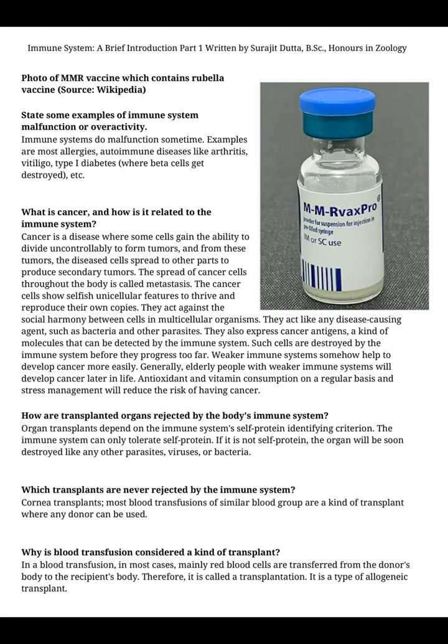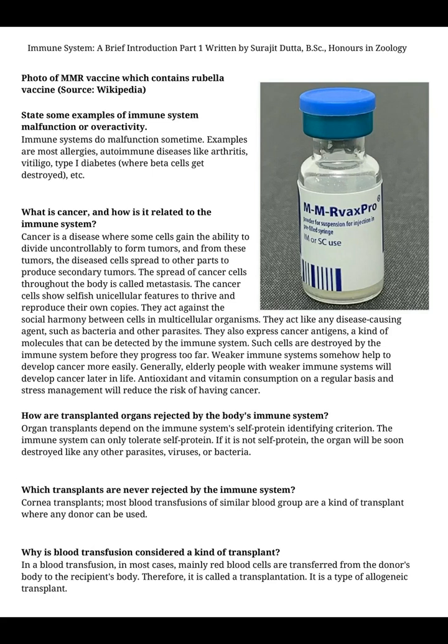What is cancer, and how is it related to the immune system? Cancer is a disease where some cells gain the ability to divide uncontrollably to form tumors, and from these tumors, the diseased cells spread to other parts to produce secondary tumors. The spread of cancer cells throughout the body is called metastasis.